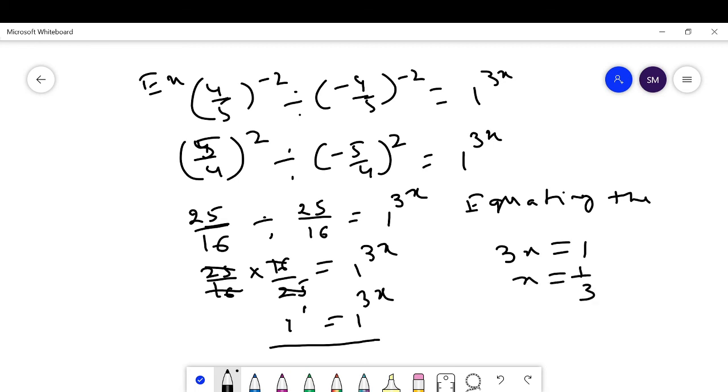Another way we can also find out: this is 1, and 1 means 1 to the power 0 also. This is 1 to the power 3x. Here also you can write 3x is equal to 0, so x equal to 0 is also another answer. Okay. Then solve another question.